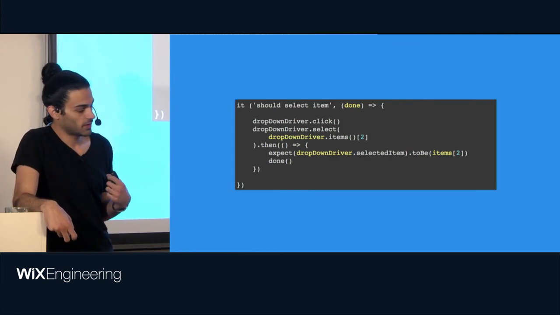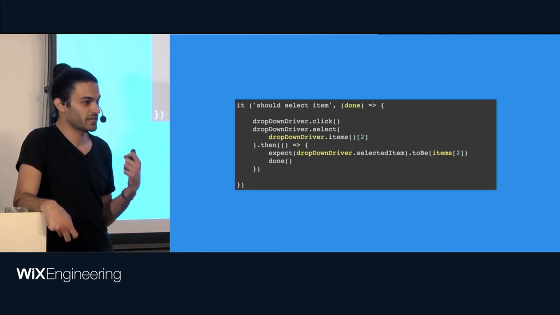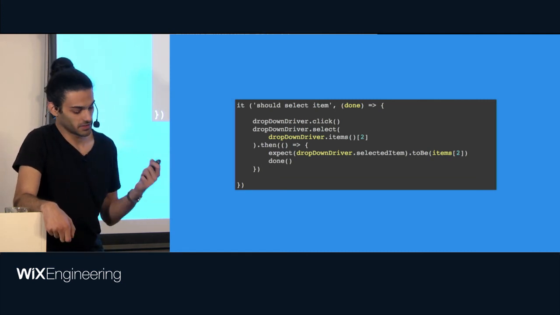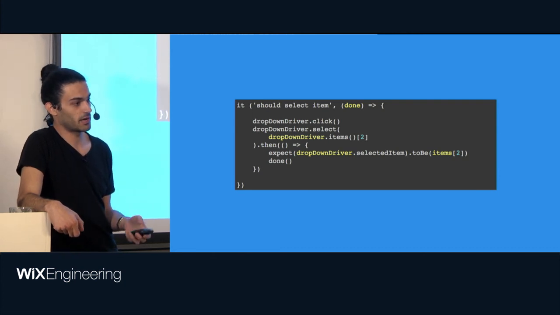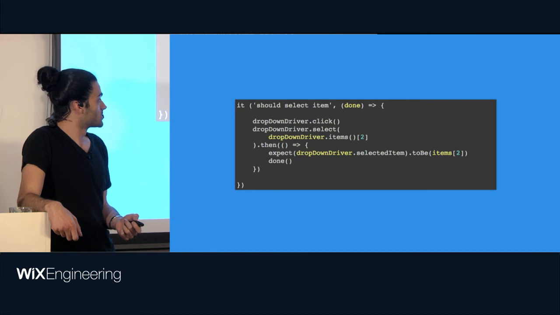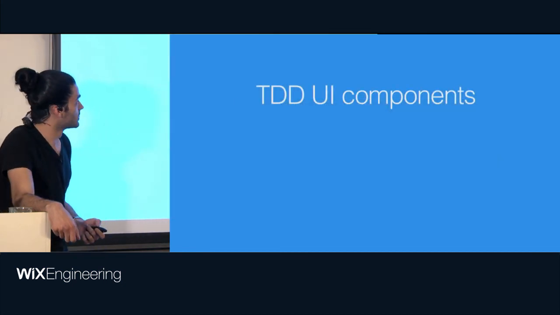And when you update your component and change your DOM, your driver tests will break. So when they break, you need to fix the driver. And when your users upgrade the version, they will take the incremented driver version as well. So the test wouldn't break when you update the DOM. So now we can TDD our UI components.